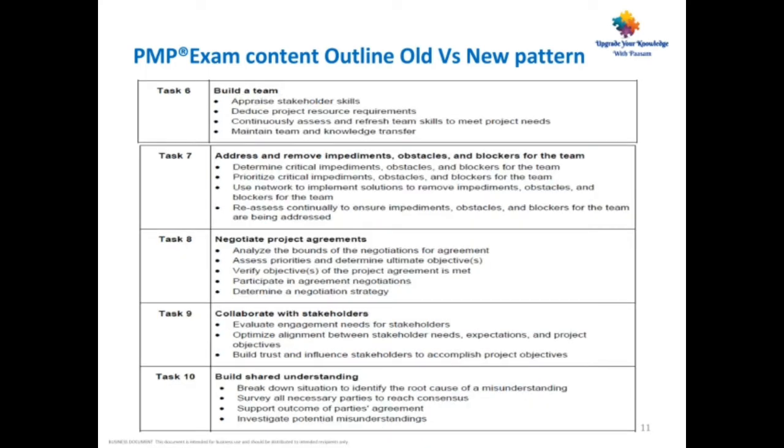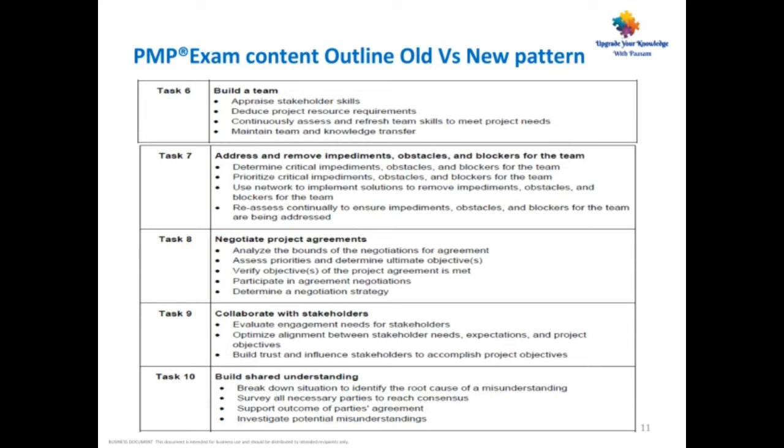Coming to the next slide, the same domain 1 people, task number 6, build a team: appraise stakeholder skills, reduce project resource requirements, continuously assess and refresh team skills to meet project needs, maintain team and knowledge transfer. Task 7, address and remove impediments, obstacles and blockers for the team. So task number 7 and 6 also were there in the old pattern. Task number 7 in detail: determine critical impediments, prioritize critical impediments, obstacles and blockers, use network to implement solutions, reassess continually to ensure impediments, obstacles and blockers for the team are being addressed.